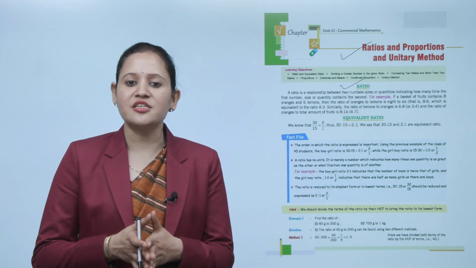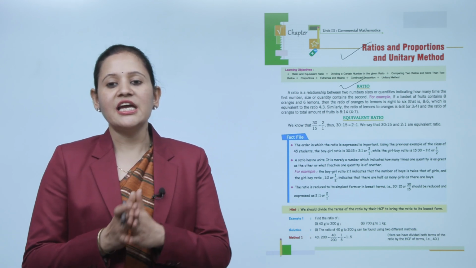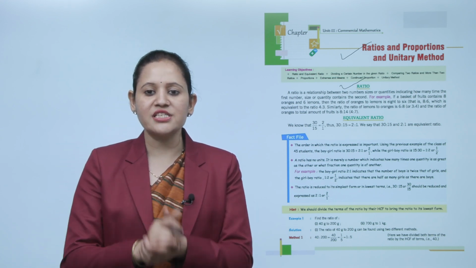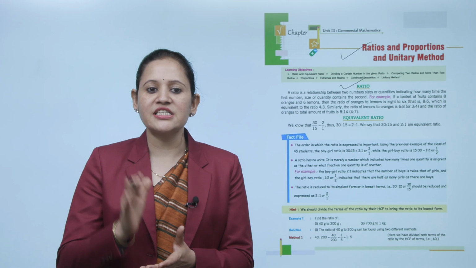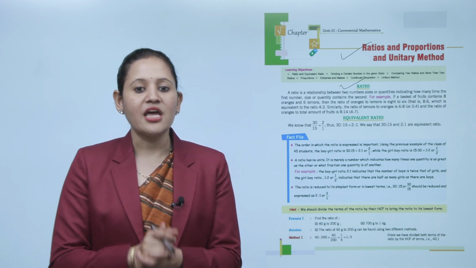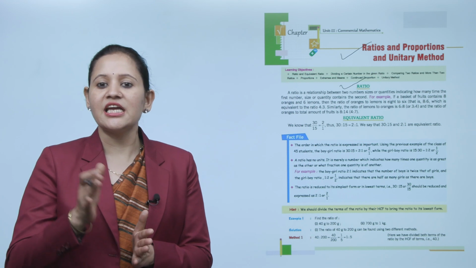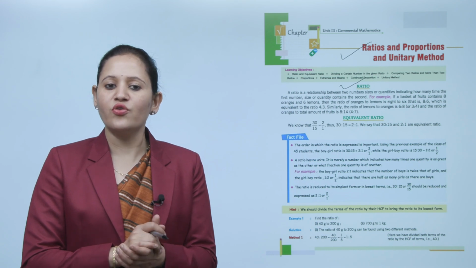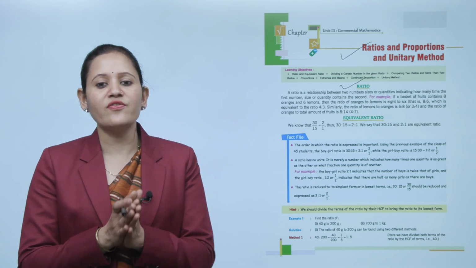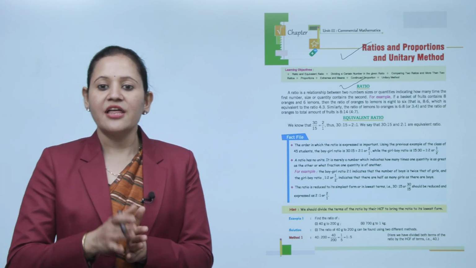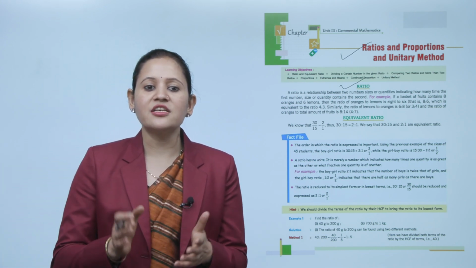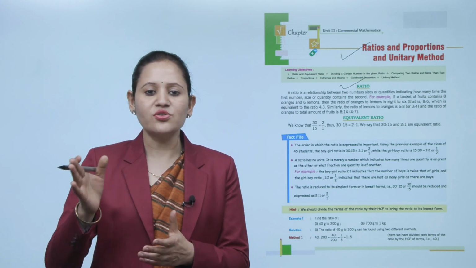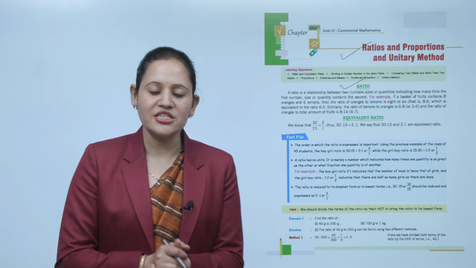A ratio is a relationship between two numbers, sizes or quantities indicating how many times the first number, size or quantity contains the second. For example, if a basket of fruits contains 8 oranges and 6 lemons, then the ratio of oranges to lemons is 8 ratio 6, which is equivalent to the ratio 4 ratio 3. Similarly, the ratio of lemons to oranges, that is 6 ratio 8, equals 3 ratio 4, and the ratio of oranges to total amount of fruit, that is 8 ratio 14, is 4 ratio 7. Clear? Next is equivalent ratio.